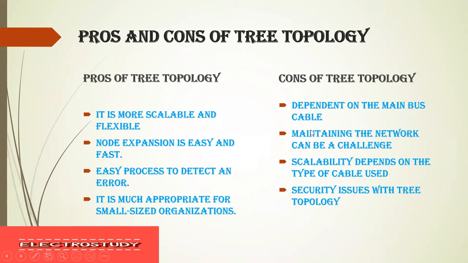The cons we face in tree topology are that it is dependent on the main bus. If the main bus fails, then the complete network fails. Maintenance is also a challenging part, because if you want to maintain the complete network, you have to keep checking each and every cluster connected to the central hub. Scalability depends upon the cable, whether it is wired or wireless. And there are some security issues, because once the main hub communicates, it is sent to all other hubs. There is no privacy in this tree topology.